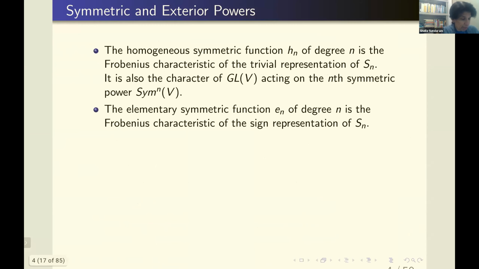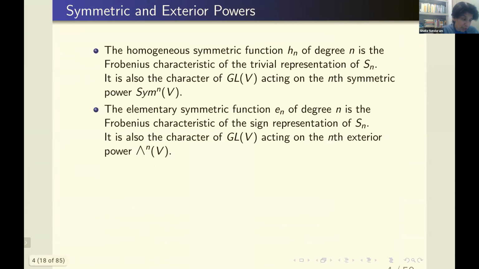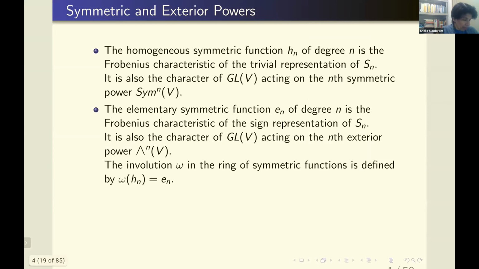Similarly, the elementary symmetric function corresponds to the sign representation. And it's also the GLV character acting on the nth exterior power. Okay, the involution omega, that's going to show up a lot also, is just, in the ring of symmetric functions, sending Hn to En, right?